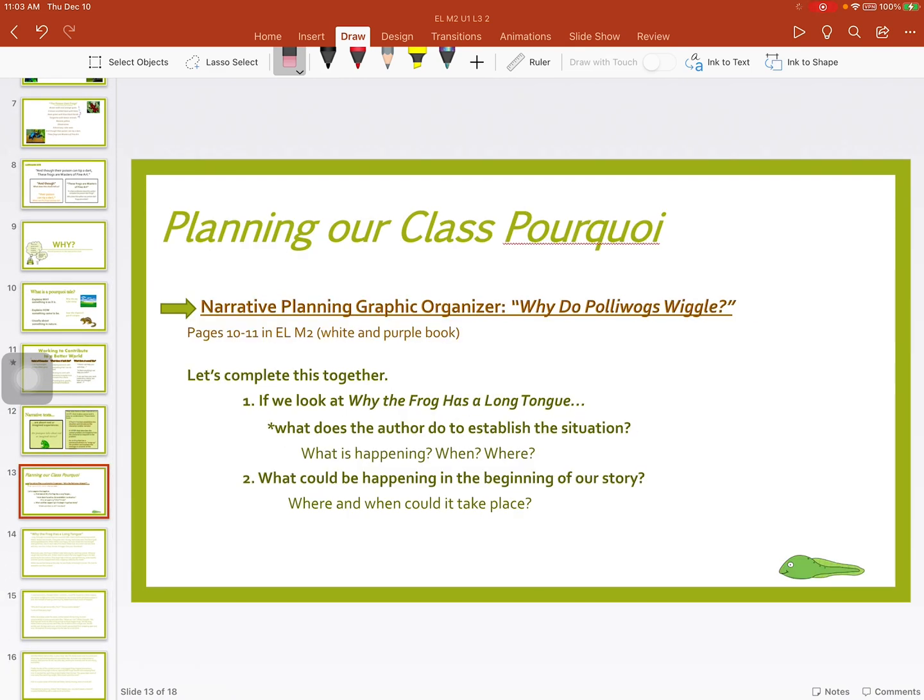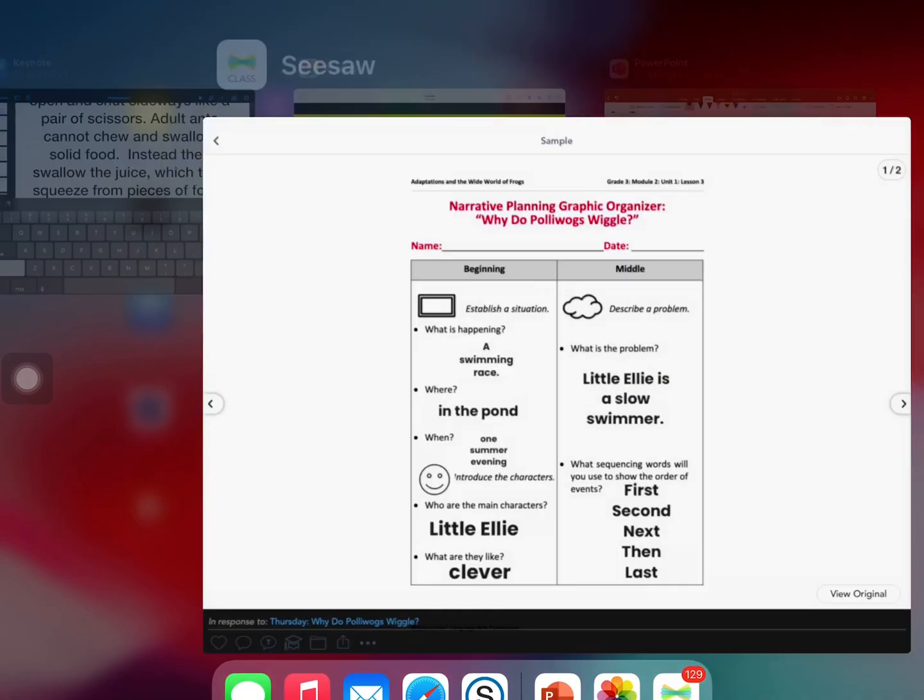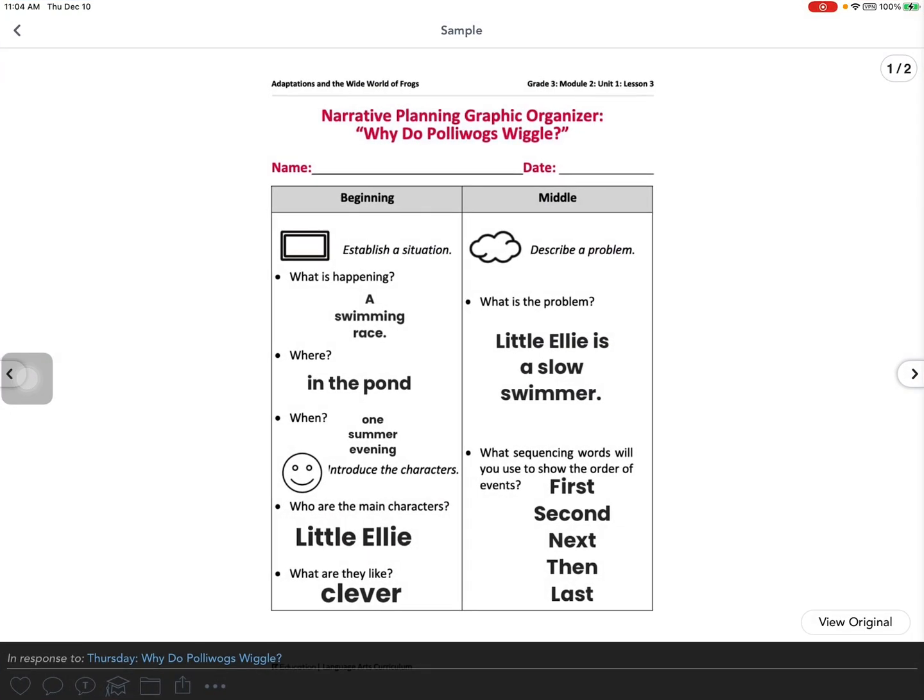All right, so now we're going to think back to why the frog has a long tongue, because that was a pourquoi tale. And now we're going to go ahead and create our own class pourquoi tale. So in class, if you were with us, you saw that we already started it.